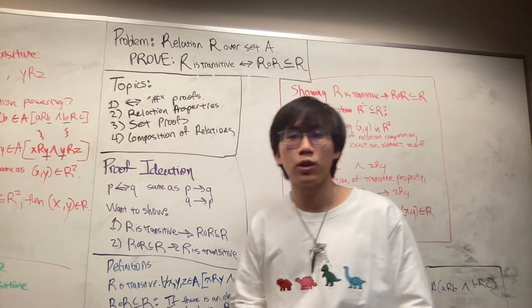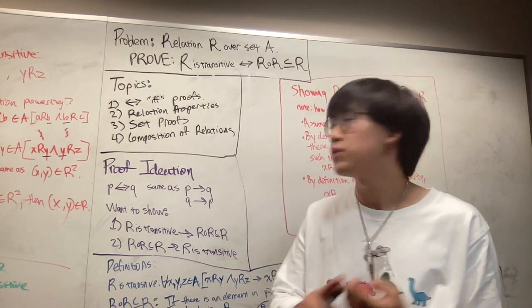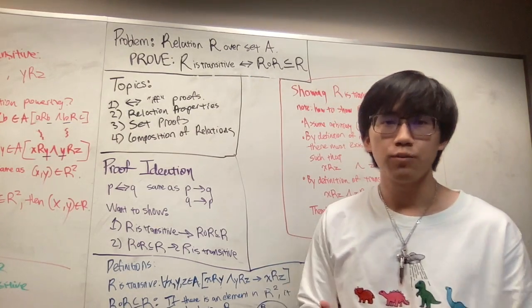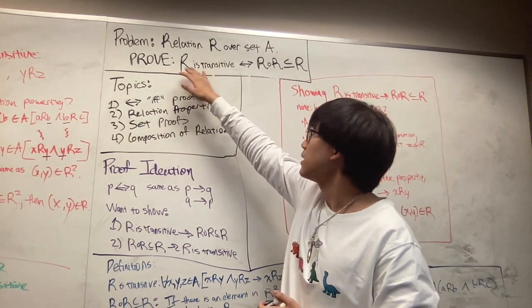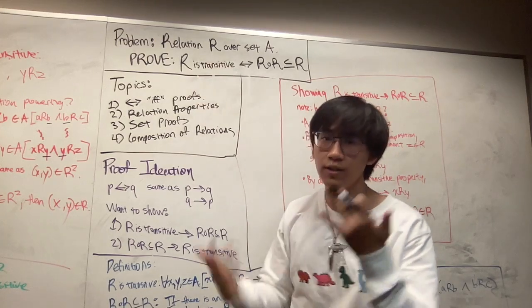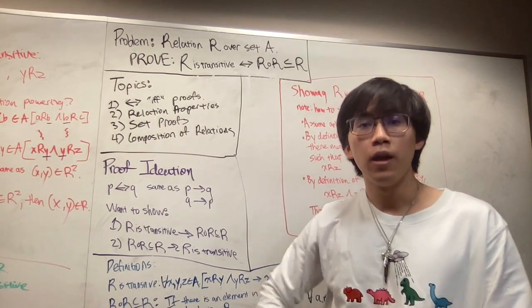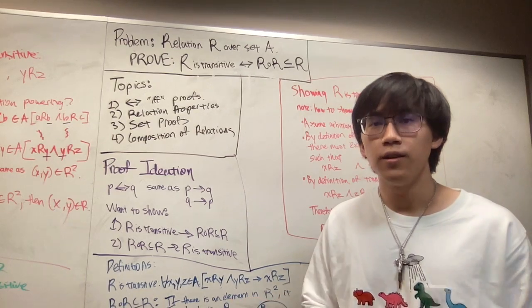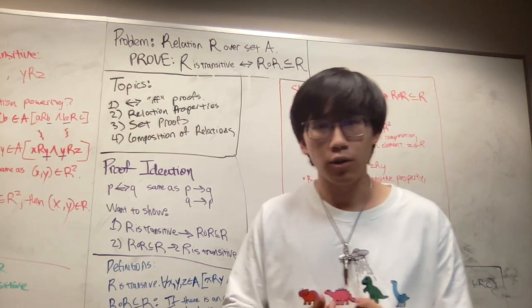The topics in this question are, first of all, if and only if proofs, because we have if and only if here. Then we have relation properties, because we have this keyword here, R is transitive, and transitive is a relation property. Third is set proofs. You may be asking yourself, where are the sets here? Well, remember, relations are also sets.